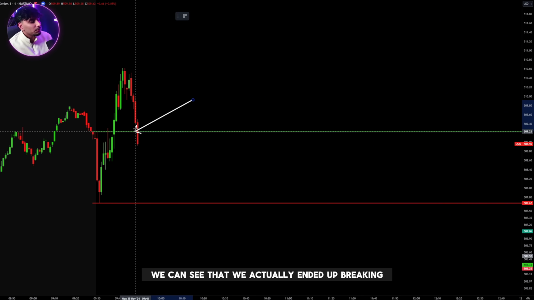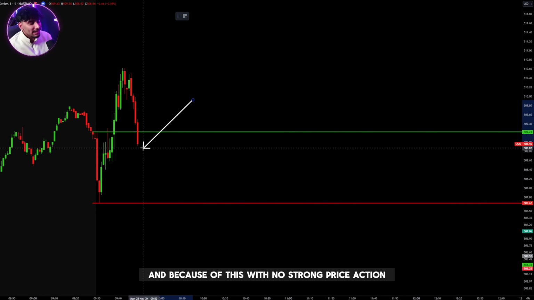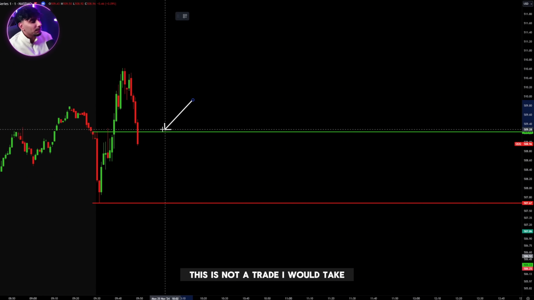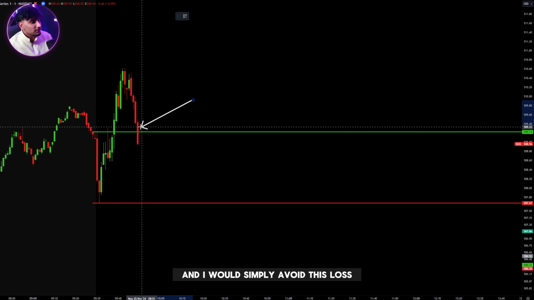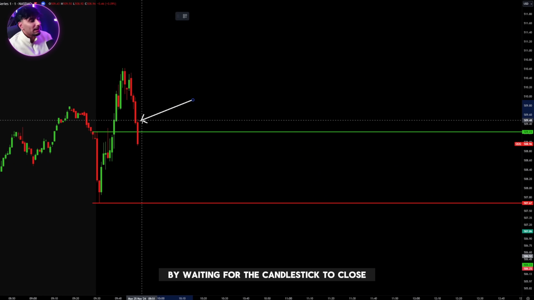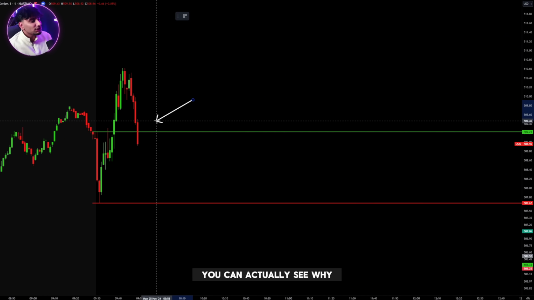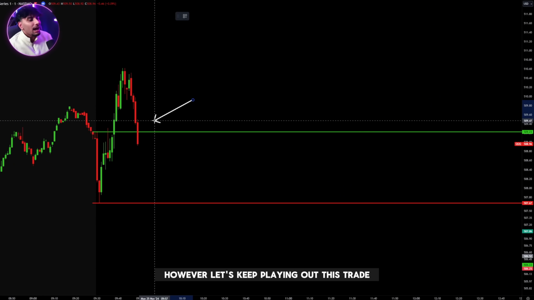In this example, we can see that we actually ended up breaking below the level, and because of this, with no strong price action, this is not a trade I would take. I would simply avoid this loss or this entry by waiting for price action confirmation, by waiting for the candlestick to close. So I hope by this point of the video, you can actually see why waiting for candlestick closures is so important. However, let's keep playing out this trade to see if we can still get a potential entry.